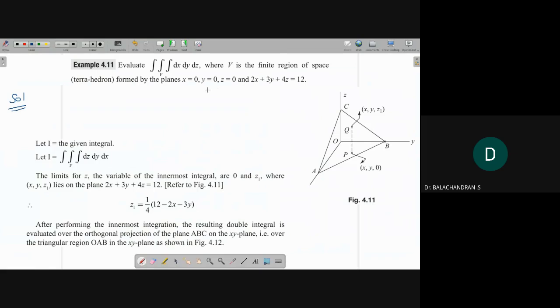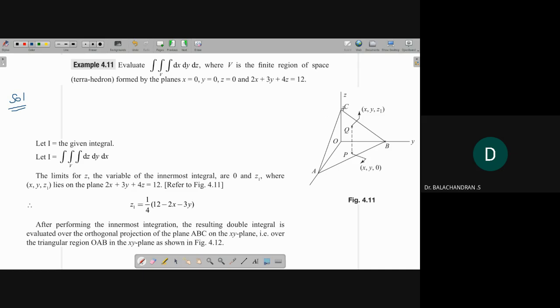Okay, so please write this problem. Evaluate the triple integral over V of dx dy dz, where V is the finite region of space, that is, the tetrahedron formed by the planes x equal to 0, y equal to 0, z equal to 0, and the plane whose equation is given: 2x plus 3y plus 4z equal to 12.